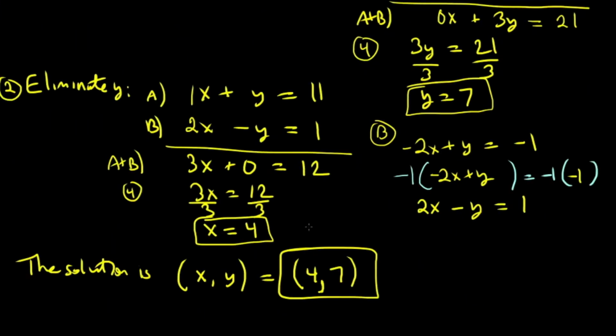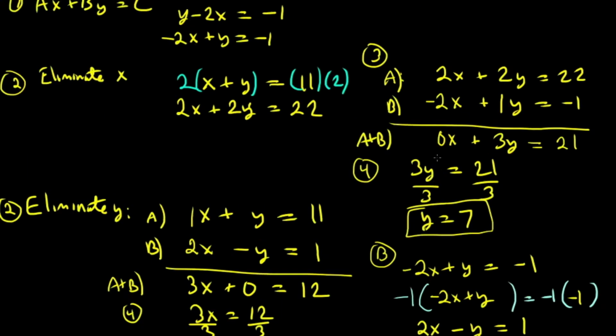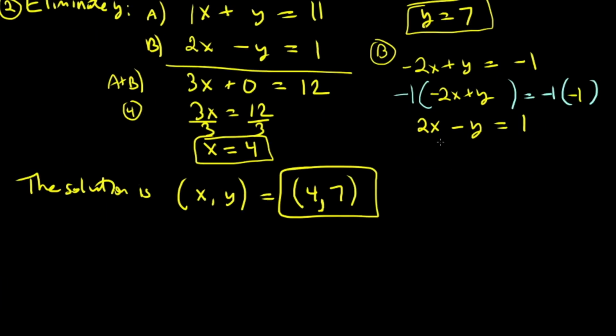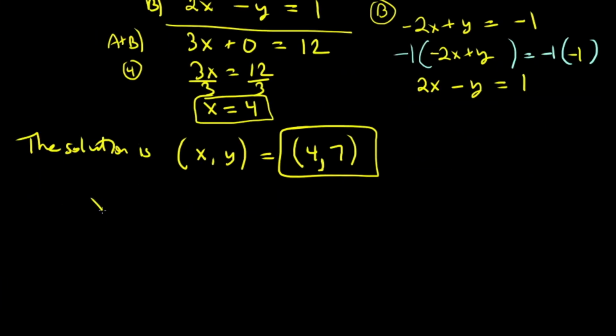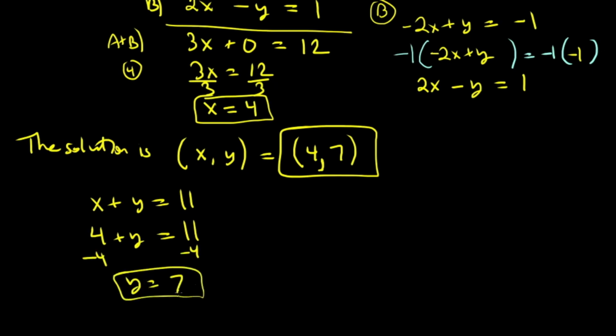So if you only got x equals 4, how would you get y then? Well, you just plug the 4 into one of the original equations. Let's say x plus y equals 11. If x is 4, then y is just 11 minus 4, which is 7, which we already knew, but there it is again.